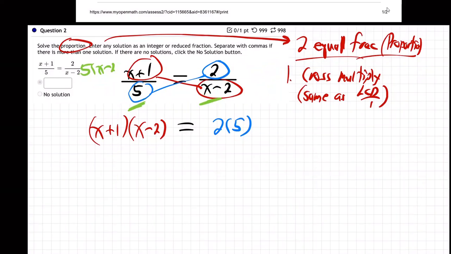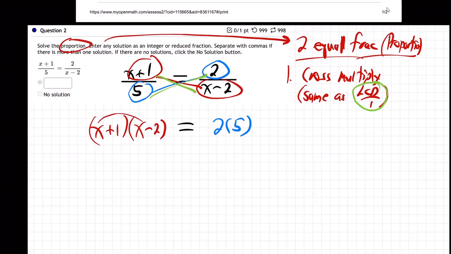So let me back that up. Hope I didn't confuse you by that. We're not going to actually do that. I just want you to see that it's the same as if we did LCD over 1. It's just a quick version when you just have one fraction on each side. You can just go diagonal, diagonal. All right, on with the problem.